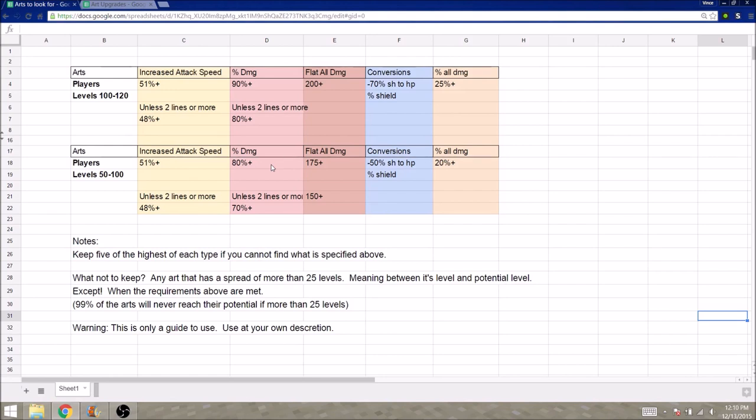Now, there are exceptions to this rule. If it's within your 5 highest of each type of art, let's say if it's in a percent damage and it's within your 5 highest arts, keep it. If it's not, throw it away.